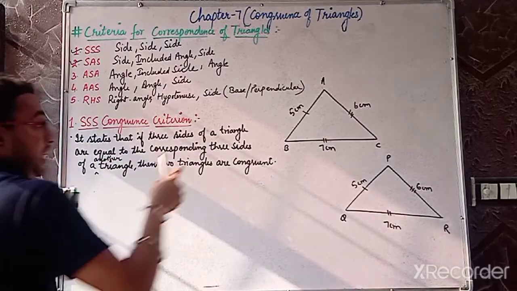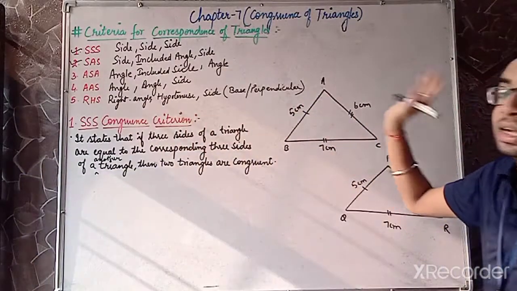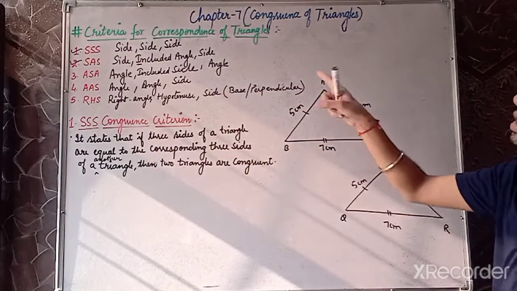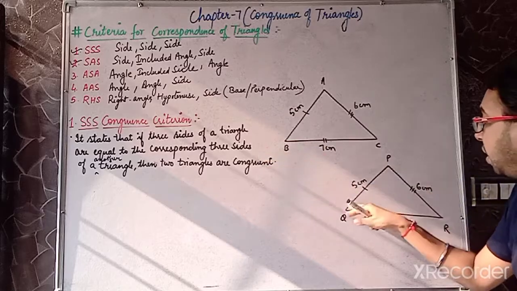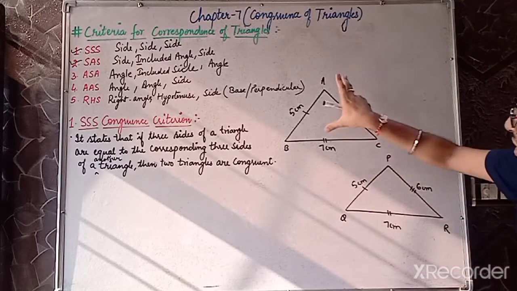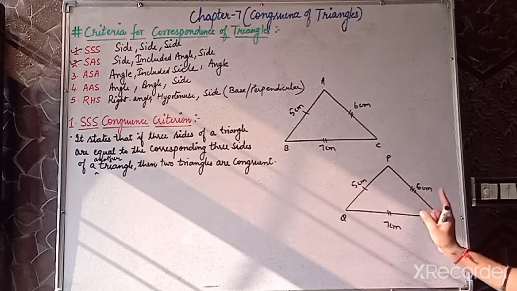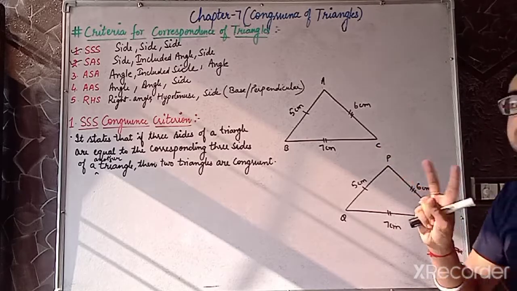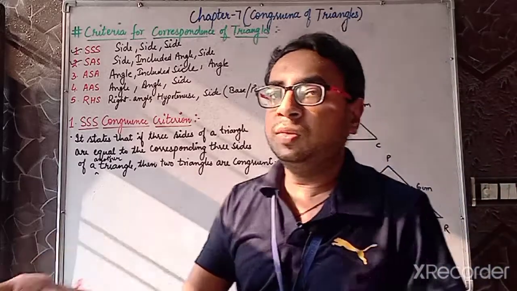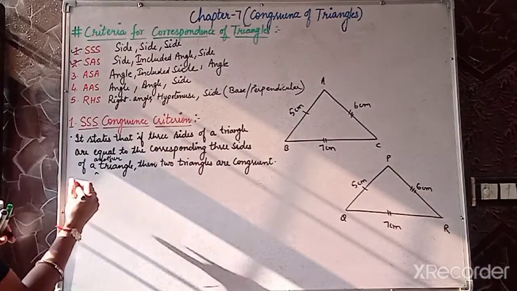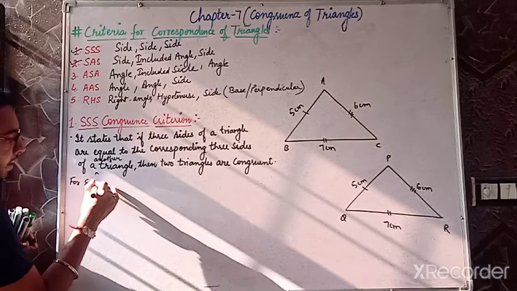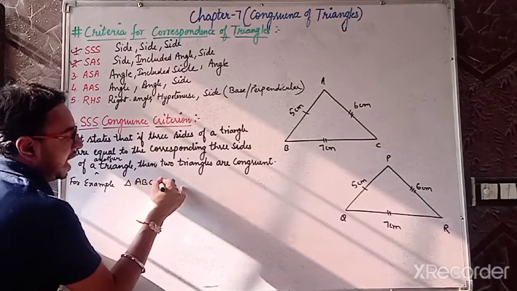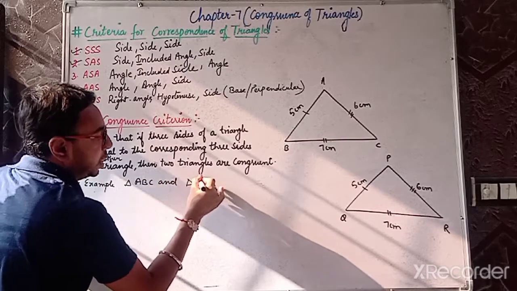This is very important. The 3 sides of a triangle, I am assuming ABC is a triangle, are equal to the corresponding 3 sides of another triangle. I have triangle PQR. If the corresponding sides of the two triangles are equal, then we can assume that these 2 triangles are congruent. This is what the rule is. Let's see an example, a very simple rule. A very easy chapter. I assume triangle ABC and I have triangle PQR.